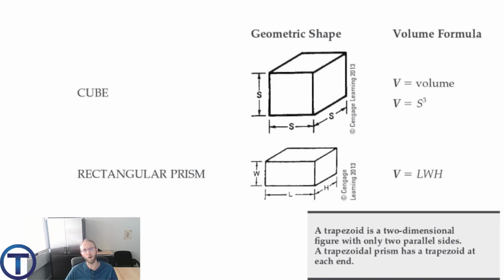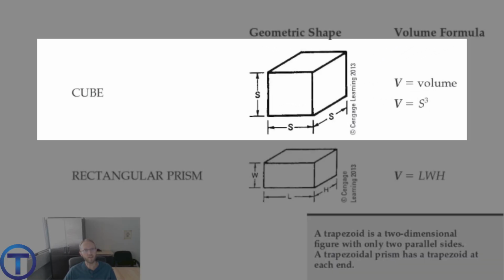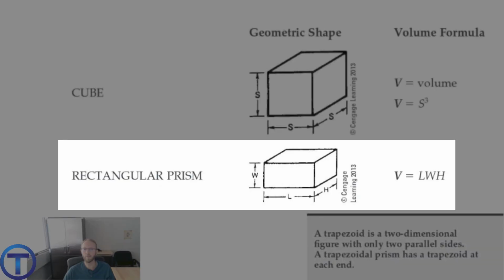Alright, let's move on to volume. The volume of a cube is fairly simple. Just take one of those sides and multiply it by itself 3 times. Side times side times side, or side cubed. The volume of a rectangular prism is length times width times height.